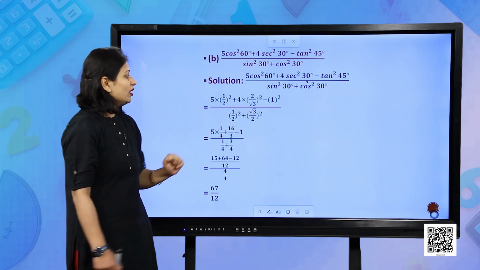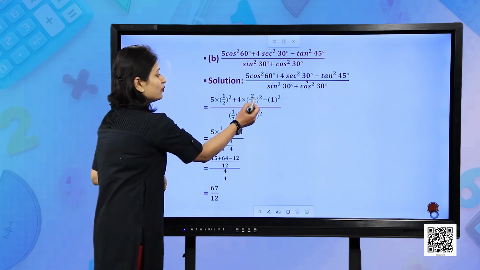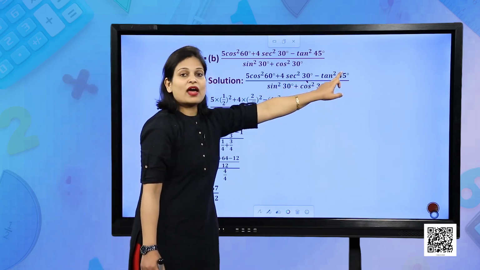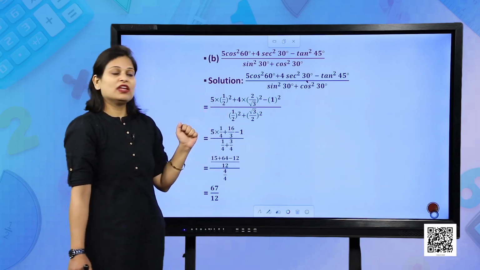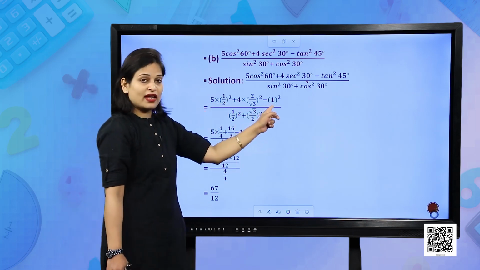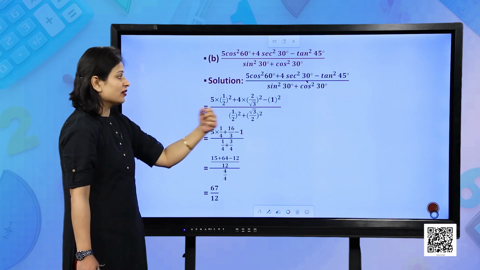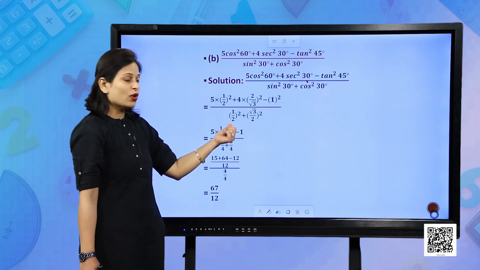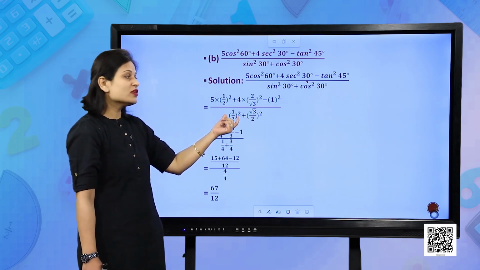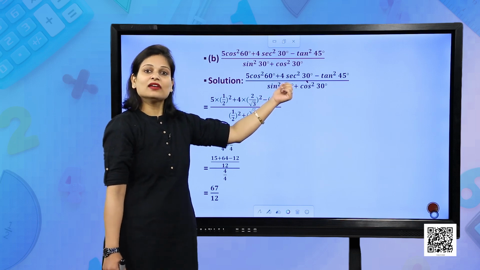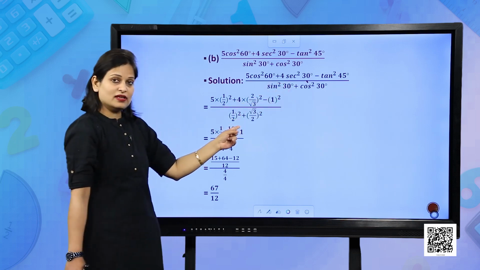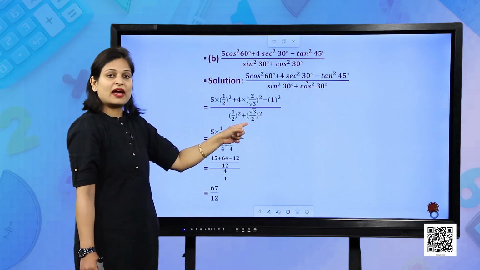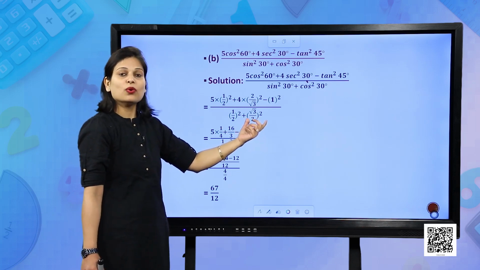What will you get? 5 into 1 by 2 whole square plus, sin as it is, 4 into secant square 30 degree. Now, secant 30 degree is what? 2 by root 3. So, 4 into 2 by root 3 whole square minus, sin as it is, tan square 45. The value of tan 45 degree is what? 1. So, 1 whole square. In the denominator, we have sin square 30 degree. Sin 30 degree is what? 1 by 2. So, we will write 1 by 2 whole square because here we have sin square 30 degree plus, sin as it is. Cos square 30 degree is what? Cos 30 degree is root 3 by 2. So, we have to write root 3 by 2 whole square.